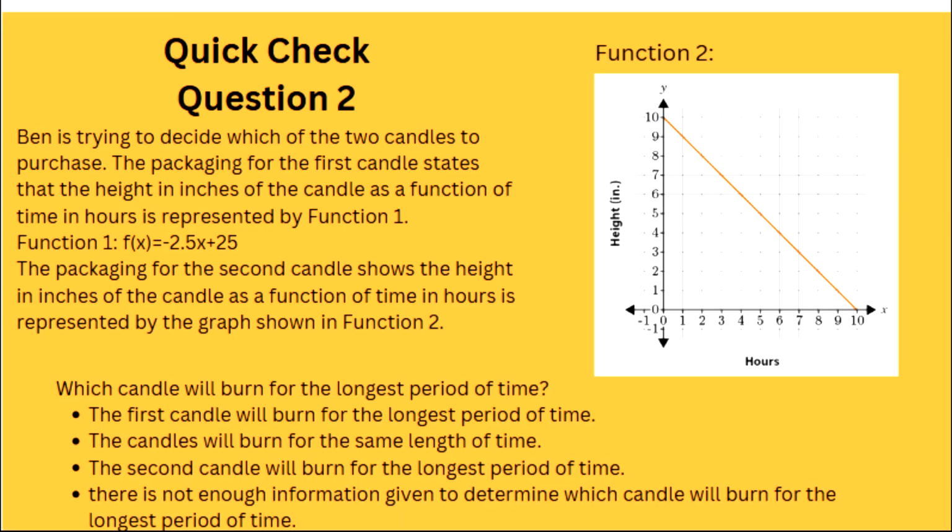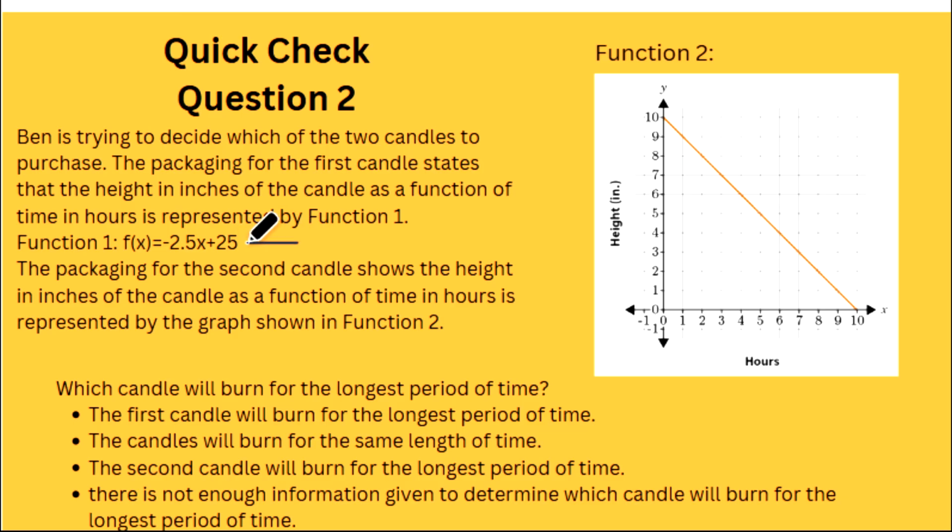Here's quick check question number 2. Ben is trying to decide which of the 2 candles to purchase. The packaging for the first candle states that the height in inches of the candle as a function of time in hours is represented by function 1, right here. The packaging for the second candle shows the height in inches of the candle as a function of time in hours is represented by the graph shown in function 2. Which candle will burn for the longest period of time?